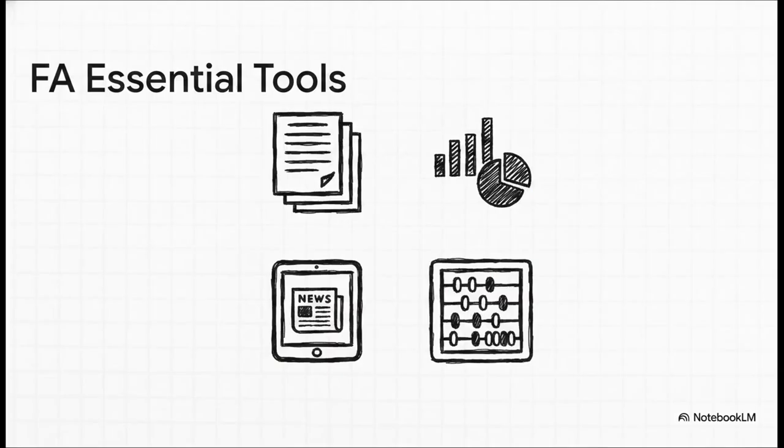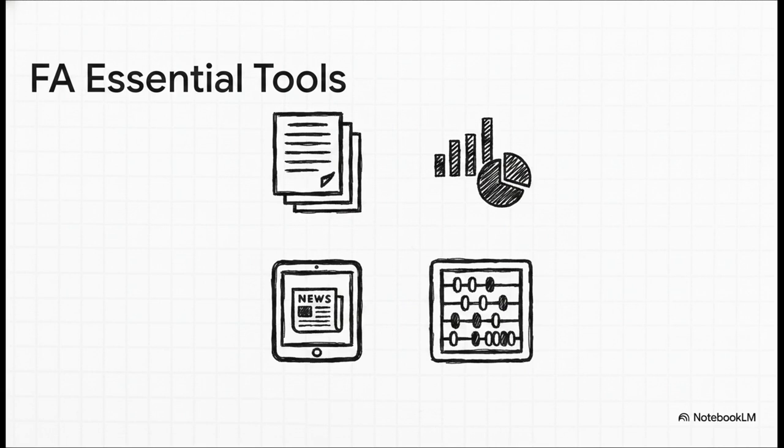Now, you might be thinking, do I need to be a finance professional or a chartered accountant to do this? Absolutely not. The essential tools are surprisingly basic and totally accessible. First, you need annual reports, which you can literally just download from the company's website. Second, industry data, which is usually available for free on association websites. Third, daily news, or just setting up simple Google alerts to stay updated.